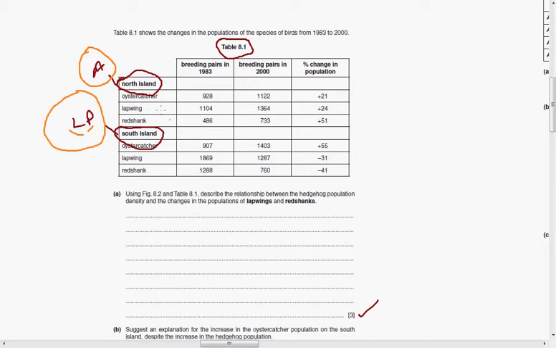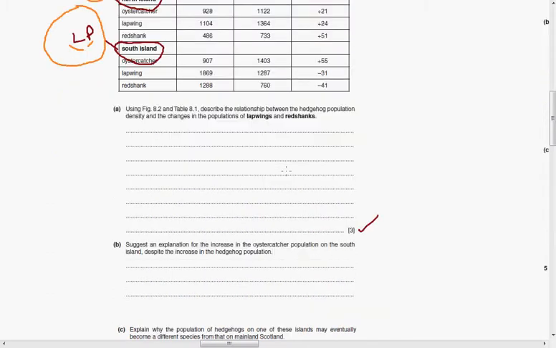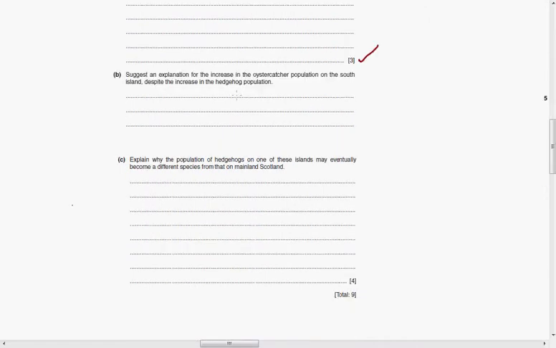And then you can just quote a value. That's all. You have to talk about this point, quote a value, and then the other variable, and quote the value, and you have your marks. These are very easy marks. You just have to make sure you don't leave a place where your marks can be cut, right? And then suggest an explanation for the increase in the oyster catcher population on the South Island despite the increase in the hedgehog population.